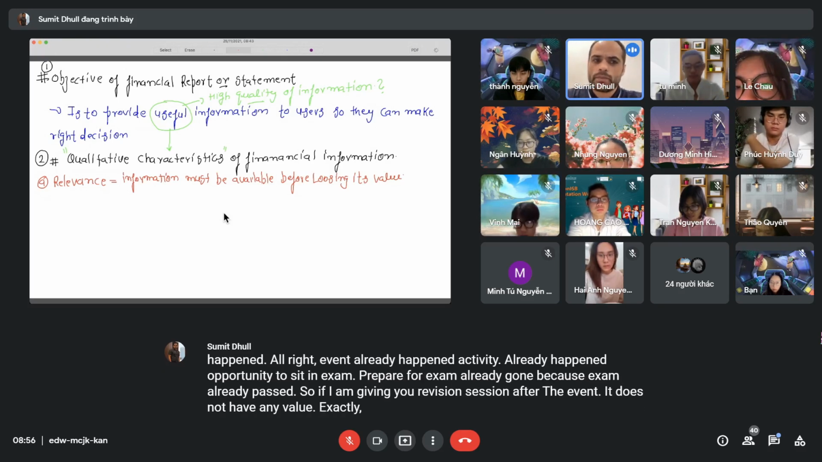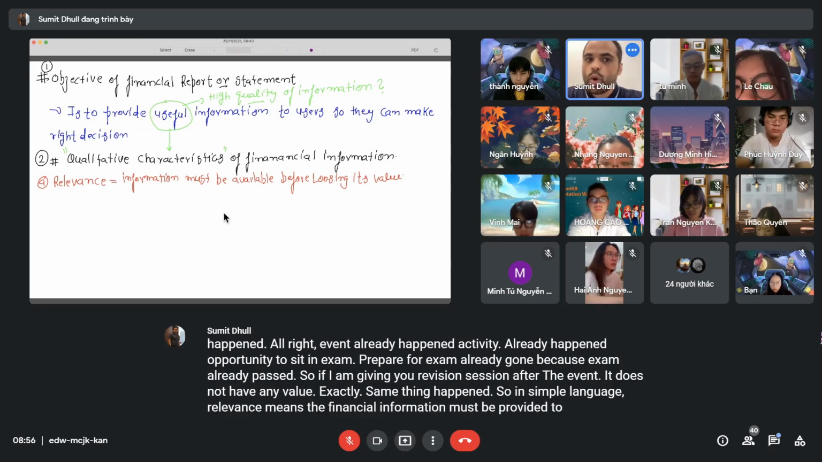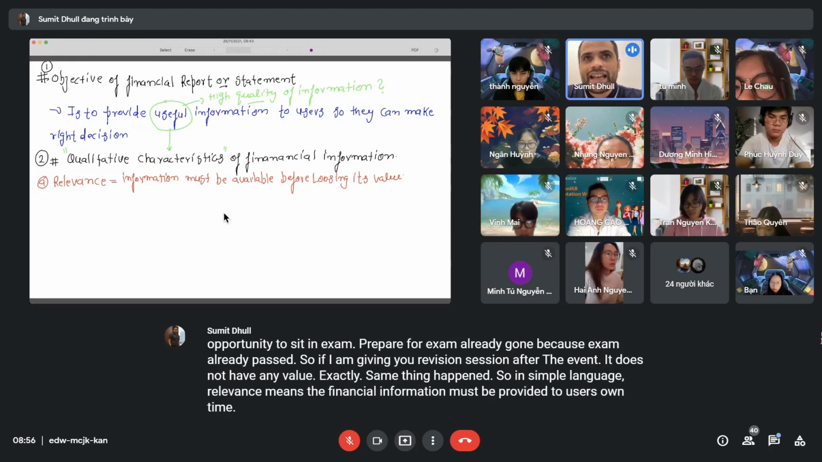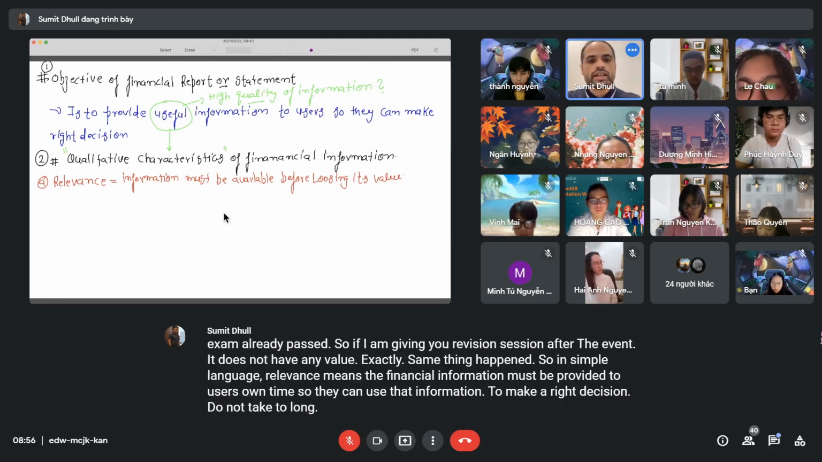Exactly the same thing happens with information. So in simple language, relevance means the financial information must be provided to users on time so they can use that information to make a right decision. Do not take too long to provide financial information to the users.